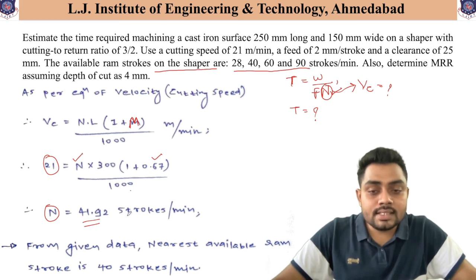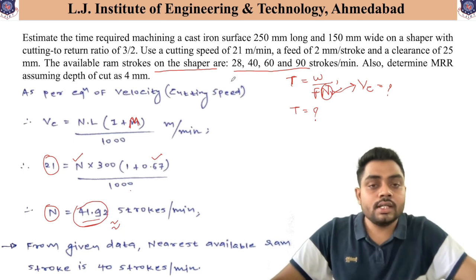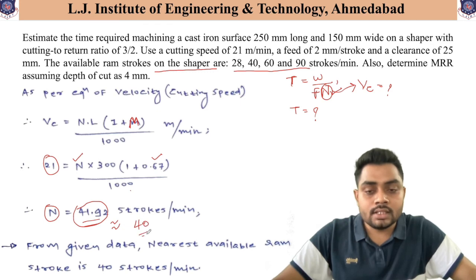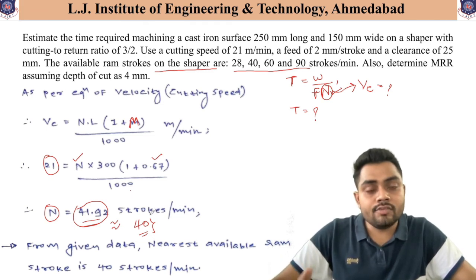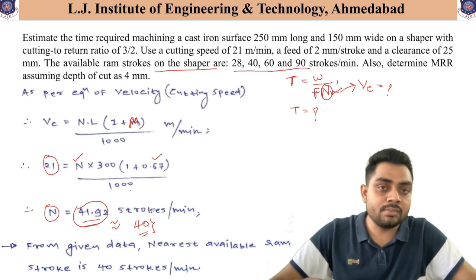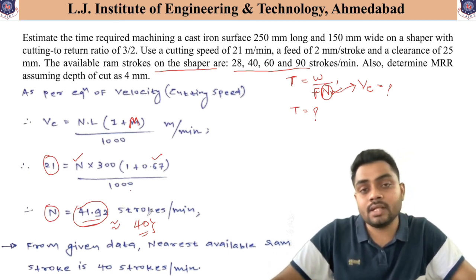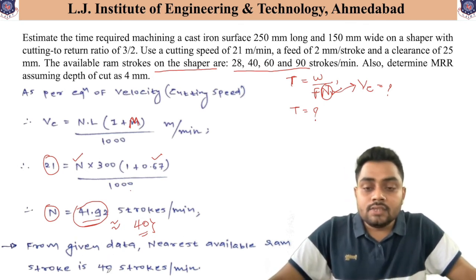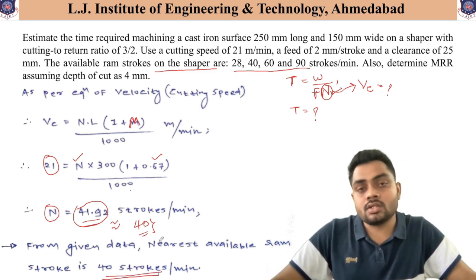That is, we can see that this value is nearer to the value of what? Here from 28, 40, 60 and 90, this value is nearer to the 40. So we will select the 40 strokes per minute for machining of our workpiece. And due to that reason only, we are not using the standard equation available for the machining time. Because if you use the standard equation available, at that time you will find the machining time required will be different. So here now we are getting the value of n from the standard data available in the example, that is the 40 strokes per minute.